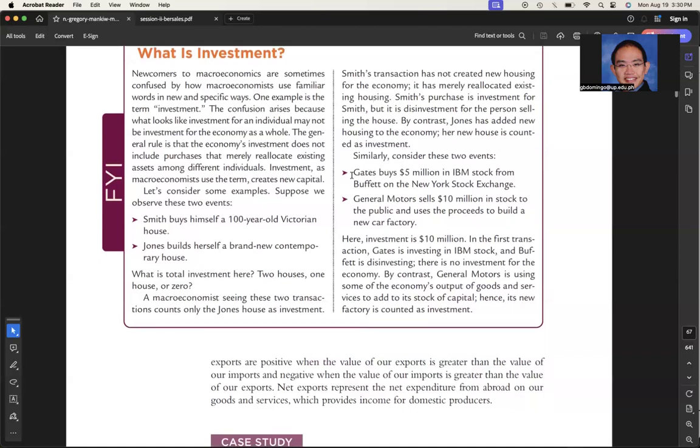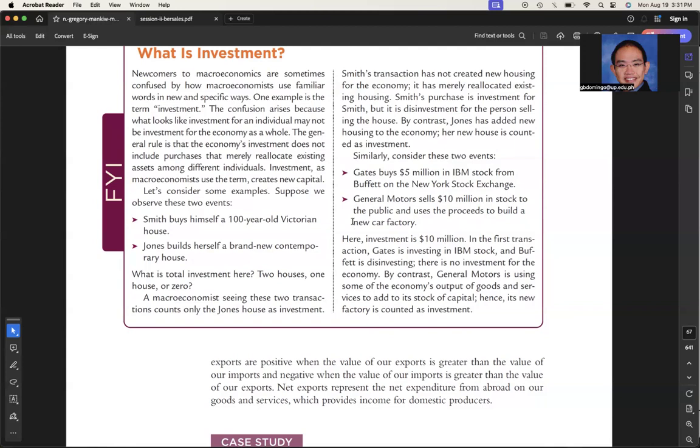Consider the following 2 events. Gates buys $5 million in IBM stock on the New York Stock Exchange. General Motors sells $10 million in stock to the public and uses the proceeds to build a new car factory. The second one is clearly investment, right? Because by selling the stock, it is able to use the proceeds to build new capital.